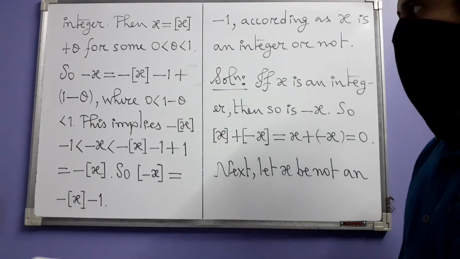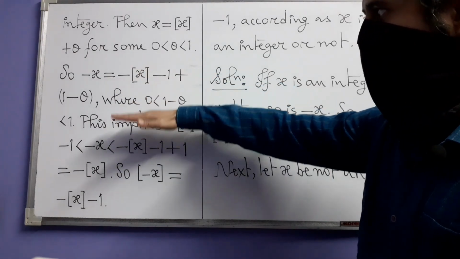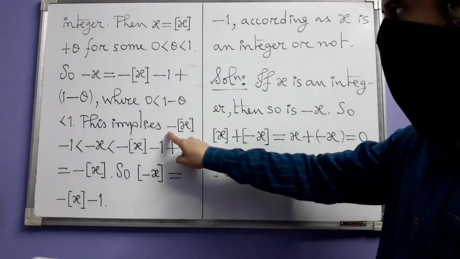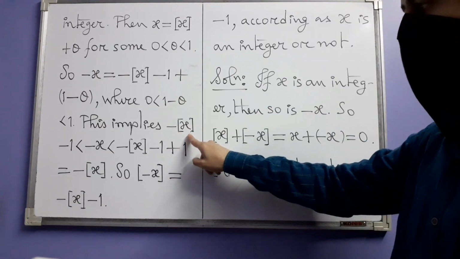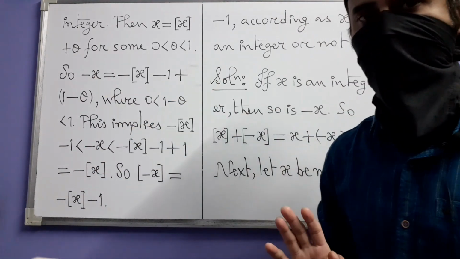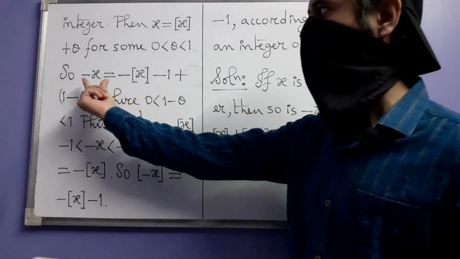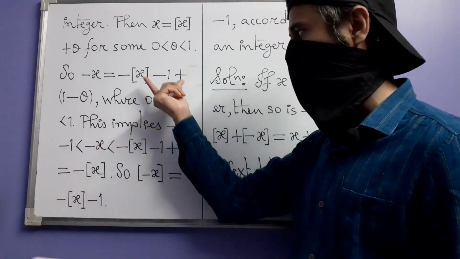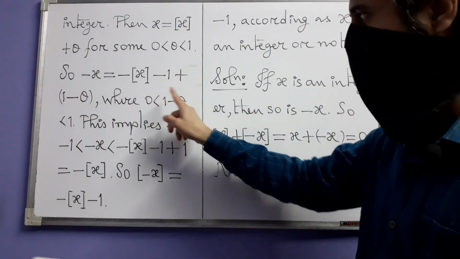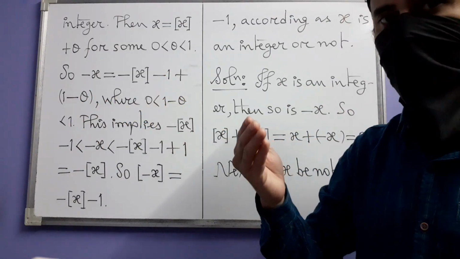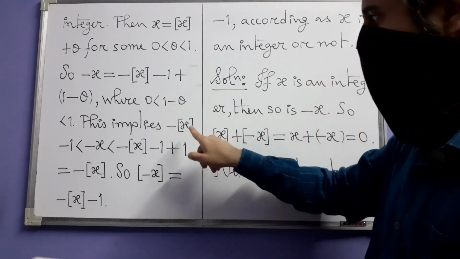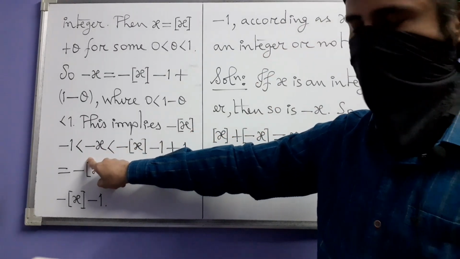Alright. But now what does this part imply? It implies that minus the greatest integer value of x minus 1 is less than minus x. Why? That is because minus x is this thing plus 1 minus theta, and 1 minus theta is positive. So that means minus x is larger than minus the greatest integer value of x minus 1, which is what we wrote here.